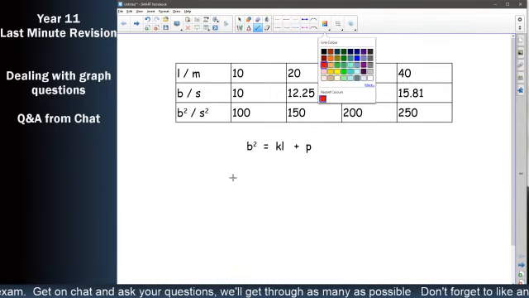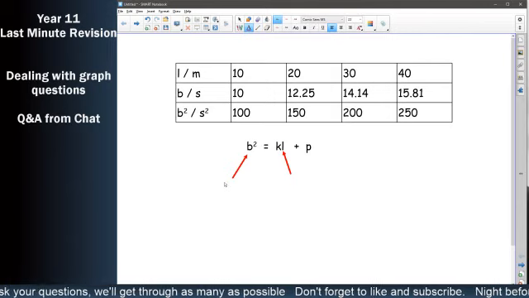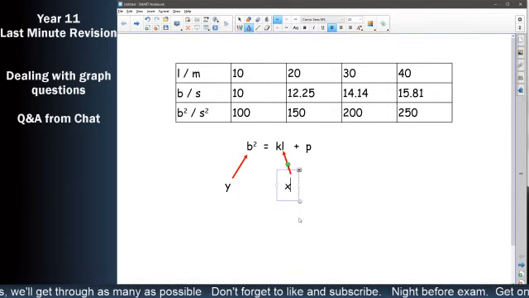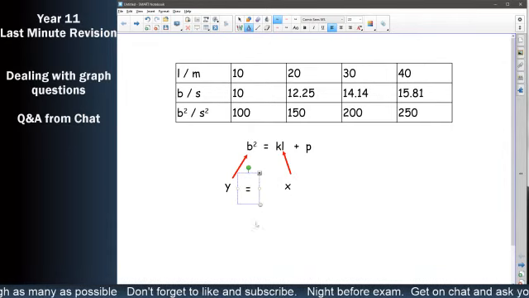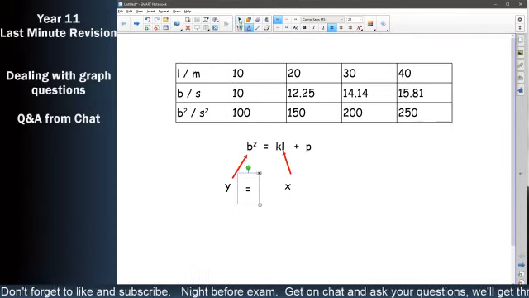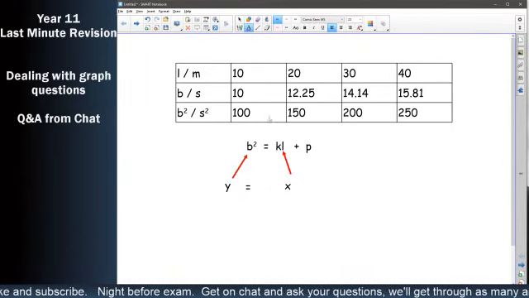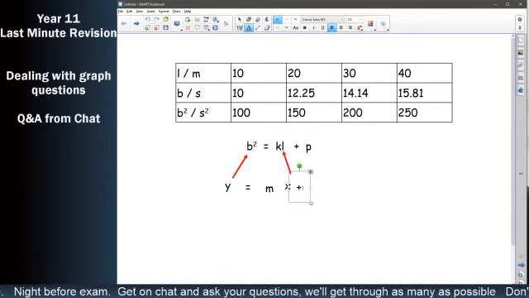But we've been asked to draw a graph, so let's take a look at the things that are on our graph. We've got B squared and L, right? B squared was on the y-axis and L was on the x-axis. We also know that this is a straight line, and it's a straight line not going through the origin, as we've noticed. I'm hoping we've noticed anyway, that this does not go through the origin. So we know that this is going to follow the form y equals mx plus c. So we'll put the m in, and then we'll put the plus c in here.